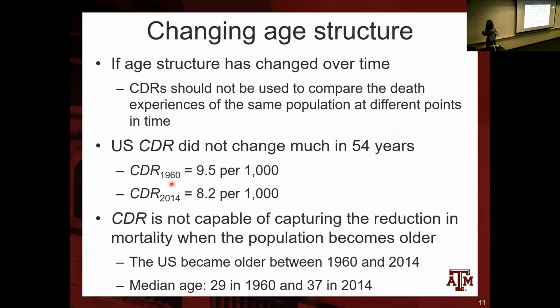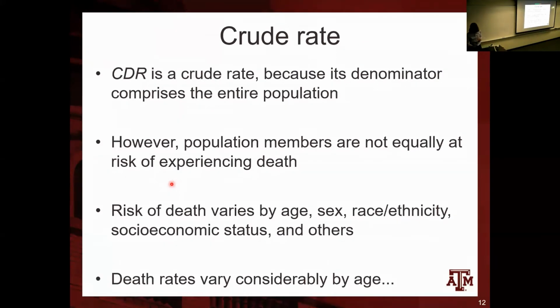So whenever we are trying to compare crude death rates of different countries or the same country over time, and we know that there was a change in the age composition, we should not use crude death rates, right? The crude death rate pretty much just takes the whole population in the denominator, does not break the population by age groups. And we know that population members are not equally at risk of death. Younger people are less likely to die than older people.